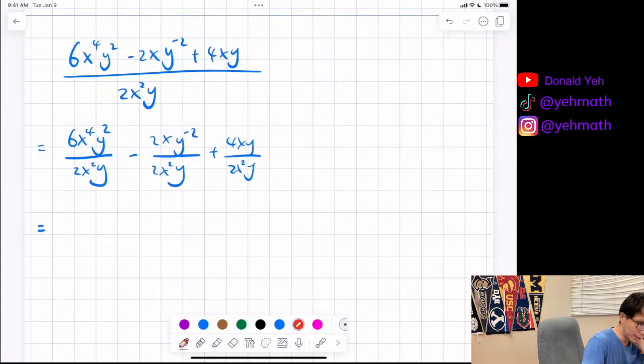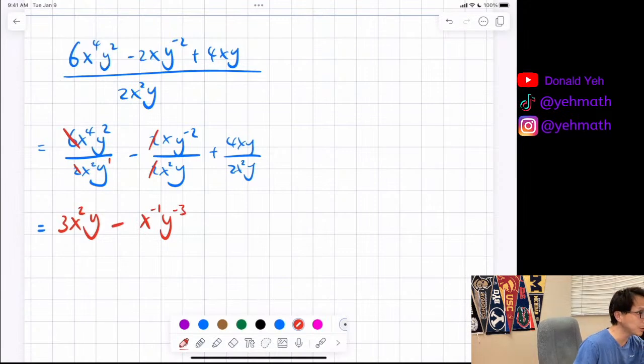So then this 6 and 2 can simplify down to 3 because 6 divided by 2 is 3. x to the 4 over x squared is going to be x squared. y squared over y to the 1 is going to be y. So that's our first term. 2 and 2 cancel out. This one is going to be x to the negative 1, y to the negative 3. Let me know if you don't understand. I will show you in a second, but let me finish this part.